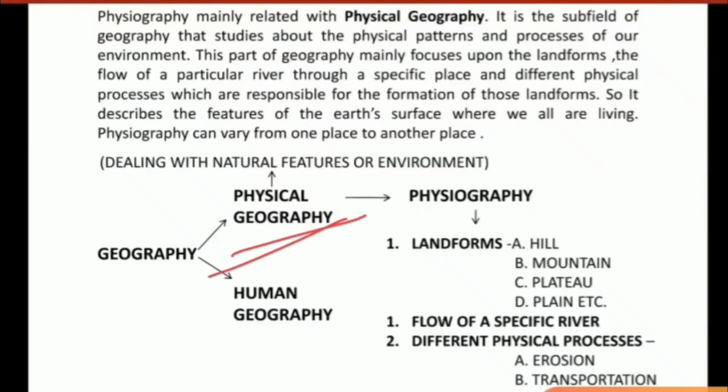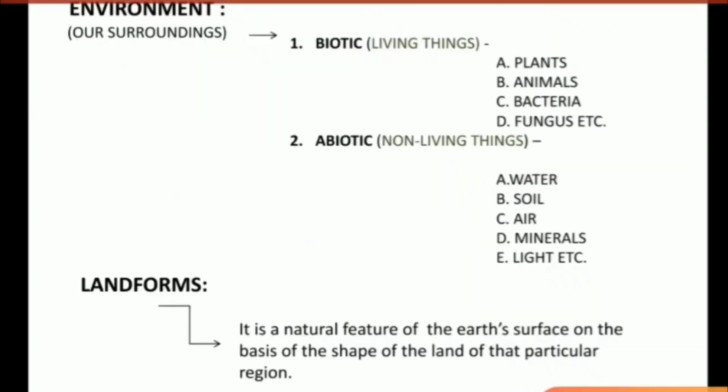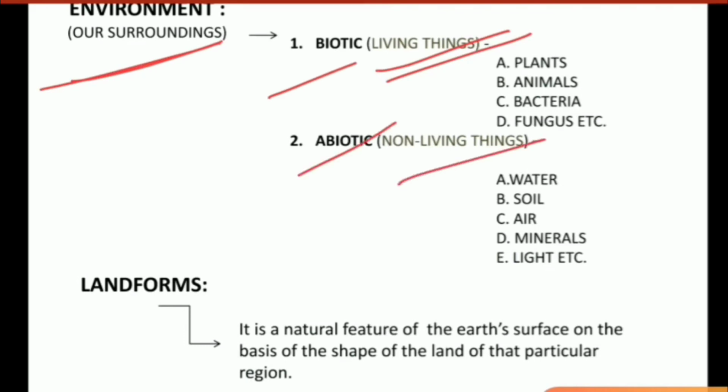Physical geography is mainly related with natural features or environment. So, what is the meaning of environment? Just have a look. Environment simply means our surroundings. In our surroundings, we have different living things known as biotic and different non living things known as abiotic. Under living things, we have different plants, animals, and different kinds of bacteria and fungus. And in the non living things, we have water, soil, air, minerals, light, etc.